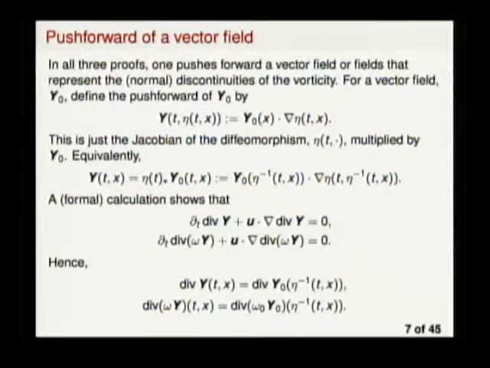And it turns out if you do a calculation, at this point formal, but for smooth data it's precise, that the divergence of the vector field will be transported by the velocity field, as well as the divergence of the vorticity times the vector field.